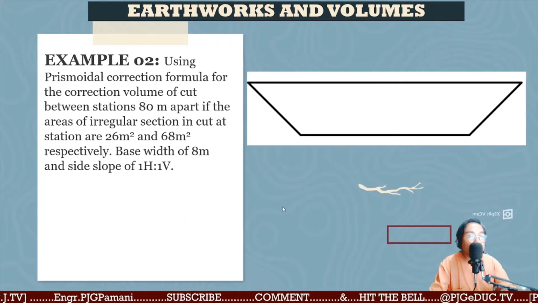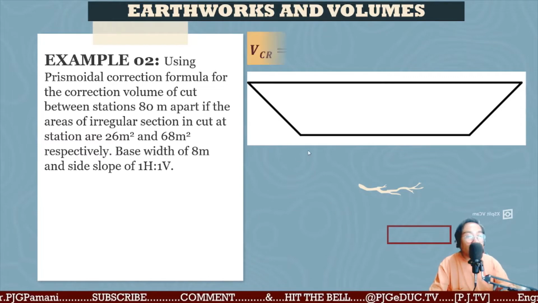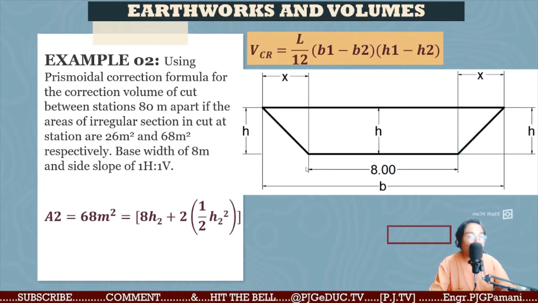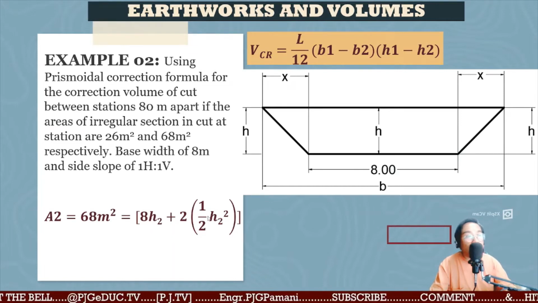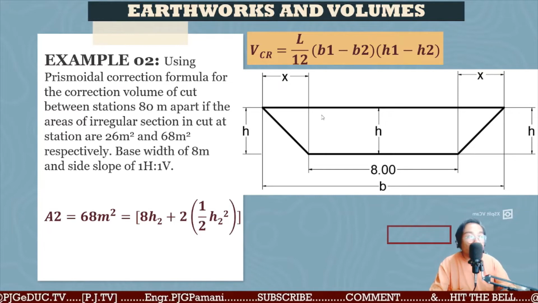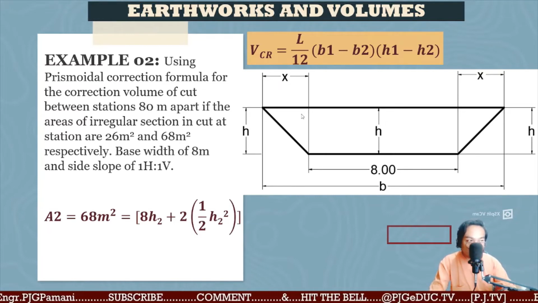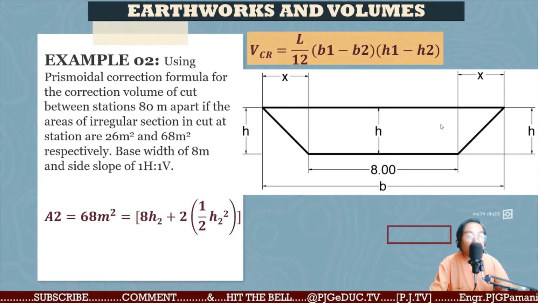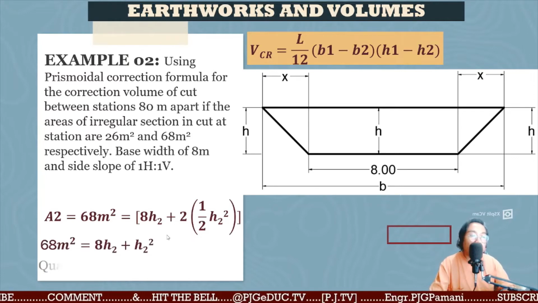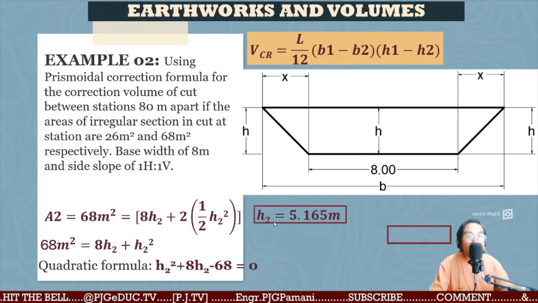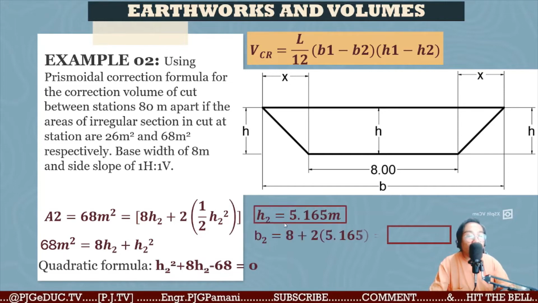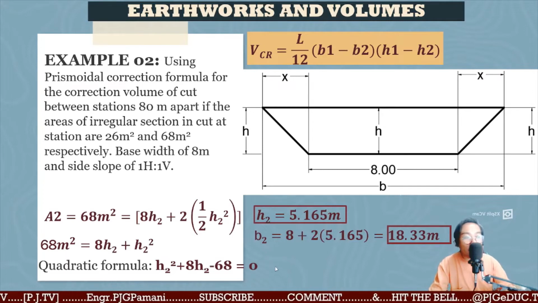We do the same for section 2 with an area of 68 square meters. Same formula, we just change the subscript of h and b. Same section, they only differ in area. Okay? Two right triangles, one rectangle. Then the quadratic formula again. Simplify, use the positive, and it gives h2 of 5.165 meters.